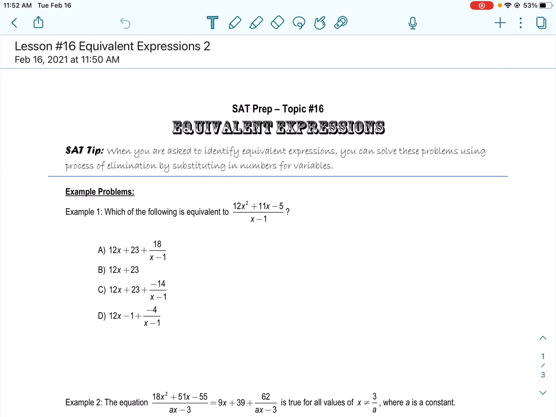Okay, once you get more comfortable with the SAT, you're going to see that this is one of those topics that they love to bring up on the SAT. So an equivalent expression is one where you have two different expressions that look different, but they simplify to be the same thing. Okay, so there are a lot of different ways to approach these problems.